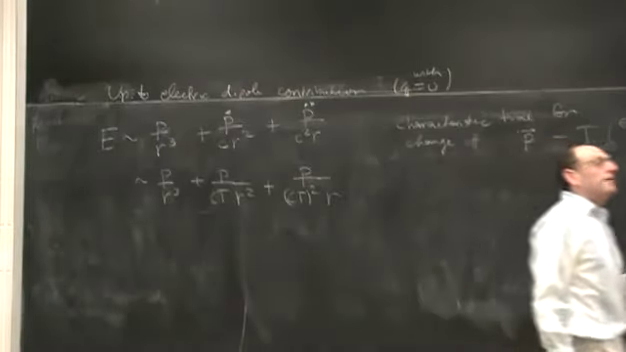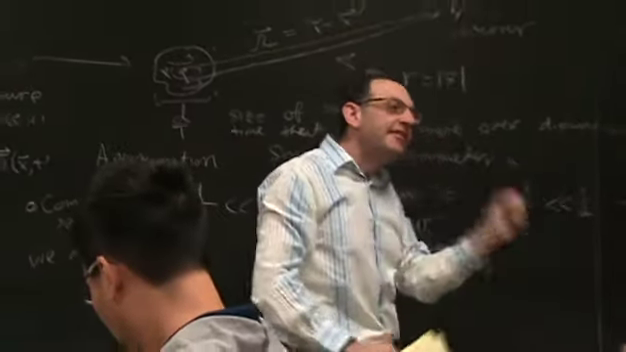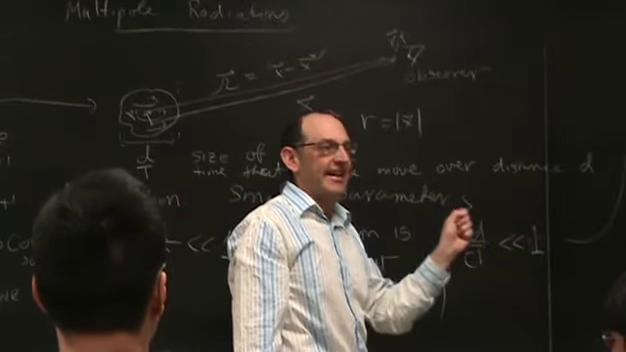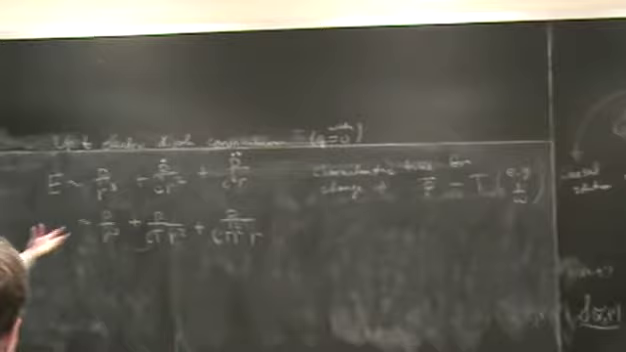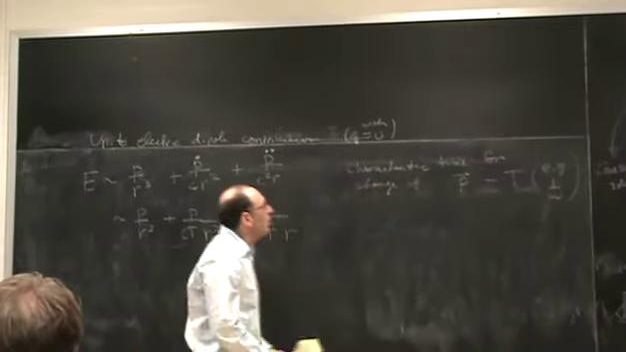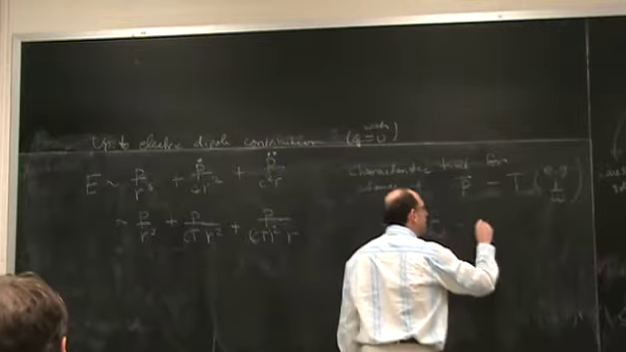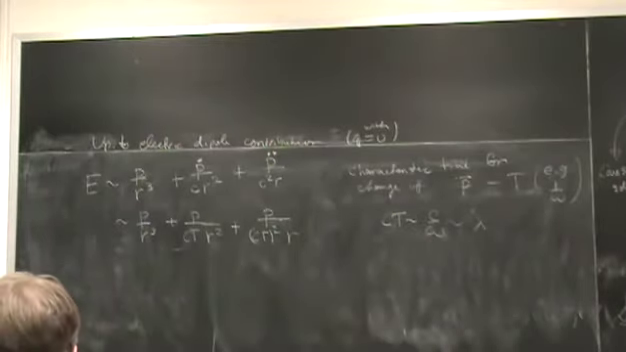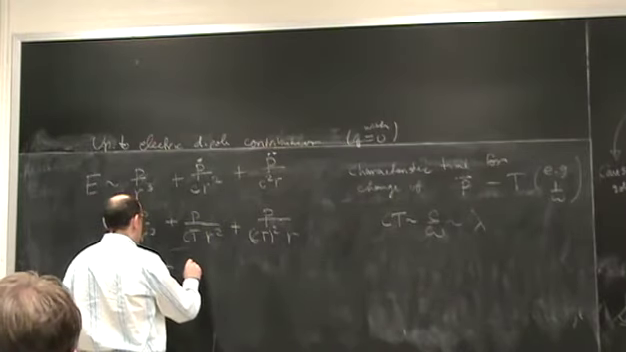There are three length scales in the problem. There's the size of the source, there's where I am, and the distance light travels in the time T. The relationship between those three different distances tells us something about the relative strengths of these different terms. If T is like 1 over omega, then cT is like c over omega, which is like lambda, if we were thinking about this as an oscillating charge distribution. So this is like lambda.